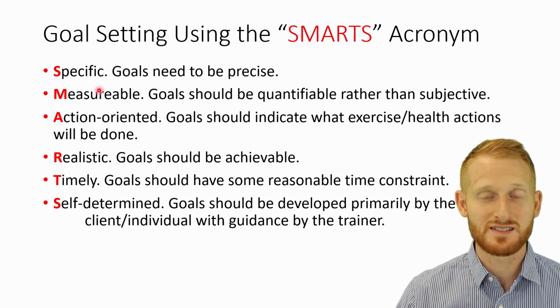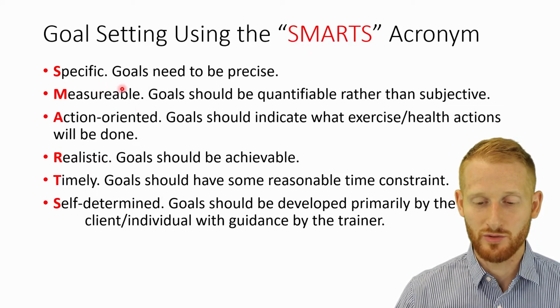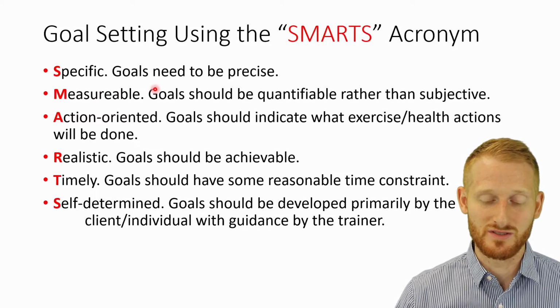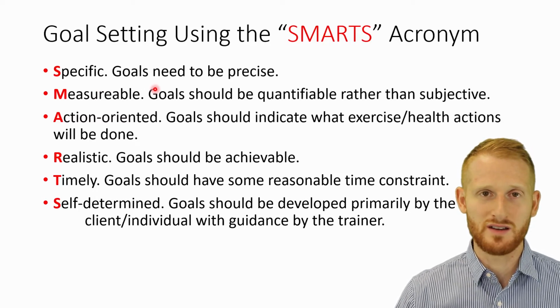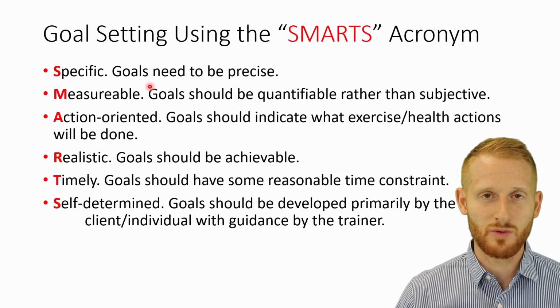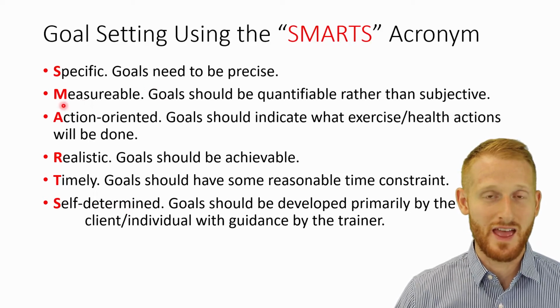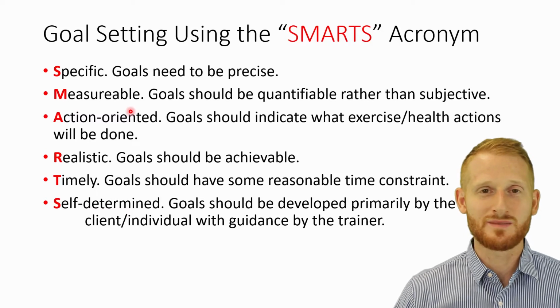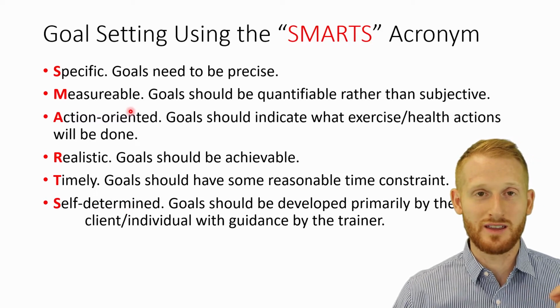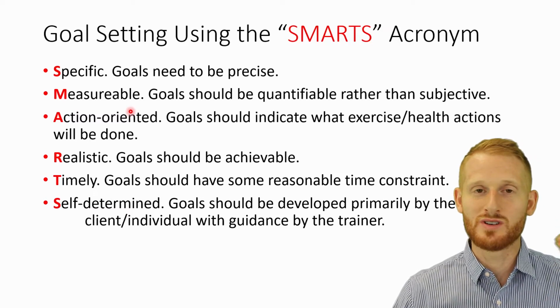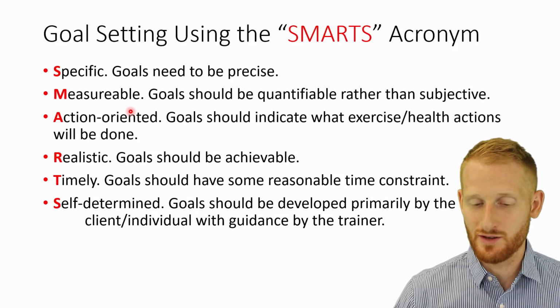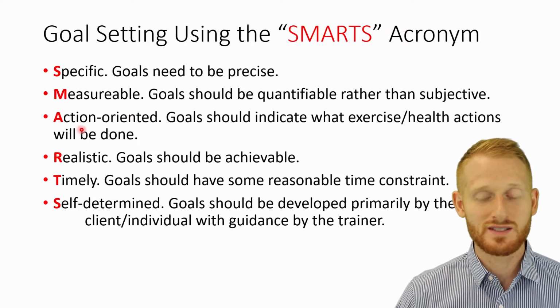So the first S stands for specific. So goals need to be precise. In other words, it needs to be very clear what it is the goal is. And we'll talk about each one of these in more detail in the coming slides. It has to be measurable, which is what the M stands for, meaning there has to be something quantifiable, something you can, again, make a checkbox and say, did you do it? Did you not do it? Check for yes. The A stands for action oriented.